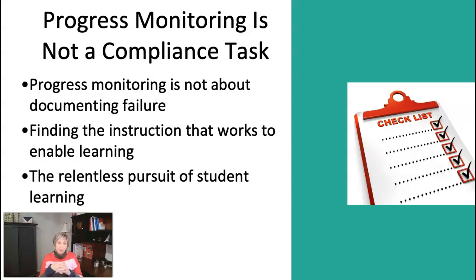The truth is, instruction is powerful and instruction matters. So when I begin to focus on what I have control of and what it's going to take for this student to make progress, I'm going to find that much more is in my control than I might realize. It truly is the relentless pursuit of student learning.